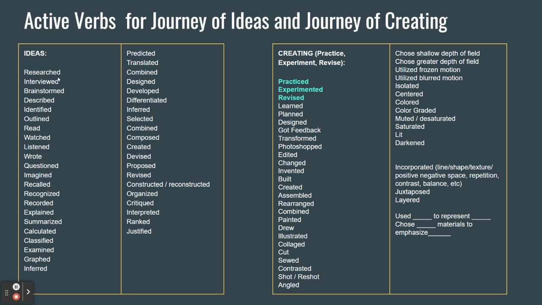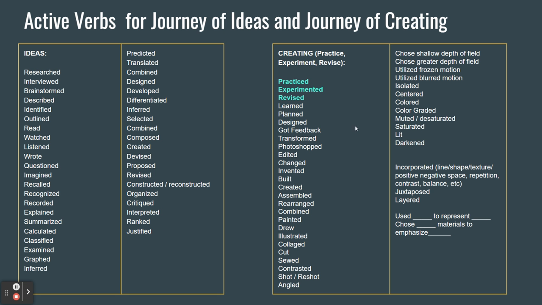Maybe you researched, maybe you interviewed, maybe you brainstormed, maybe you described things or identified, maybe you watched or listened, maybe you revised things, maybe you differentiated between things. So all of these are really good verbs, and it's good to go through them and say, which of these things did I do? And that will help you write that 600 characters.